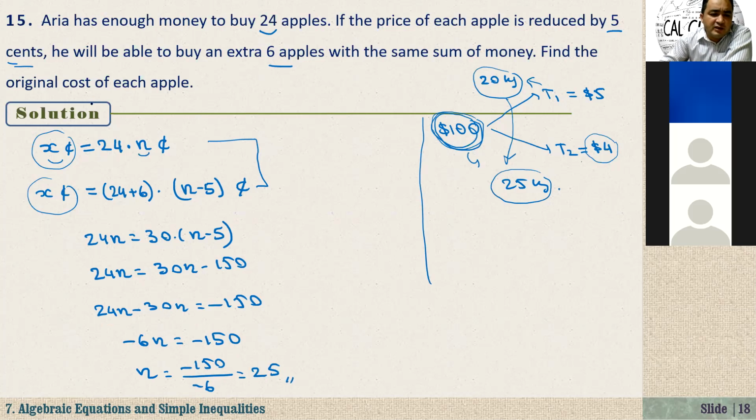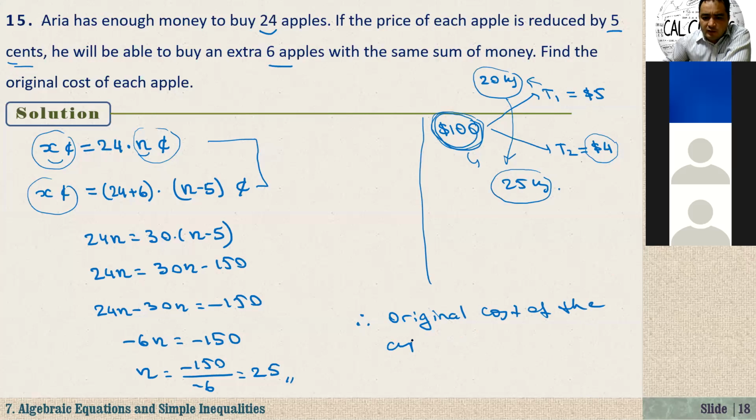What is the question? Find the original cost of each apple. Actually, this n represents the original cost of the apple, right? So the original cost of the apple, we are talking about that apple, is 25 cents each.